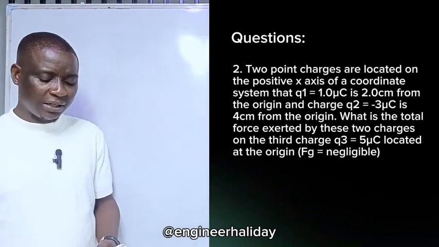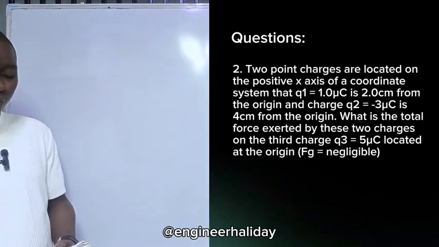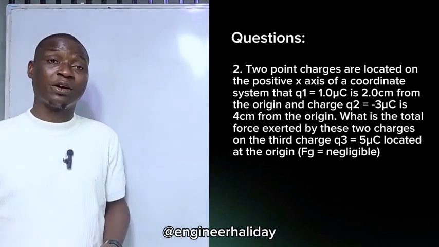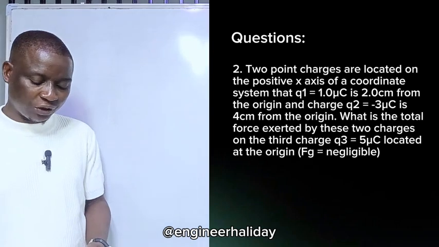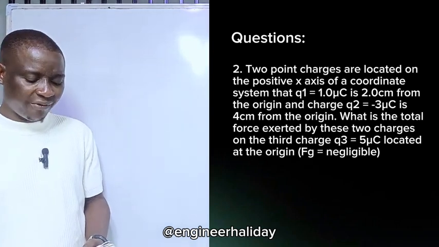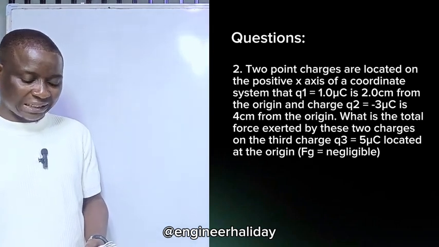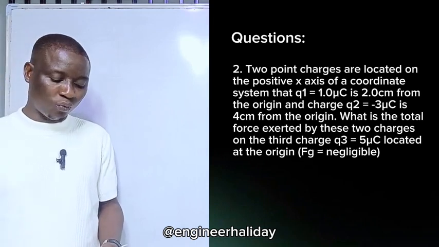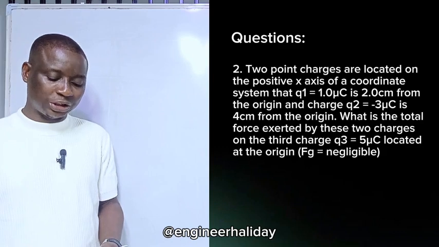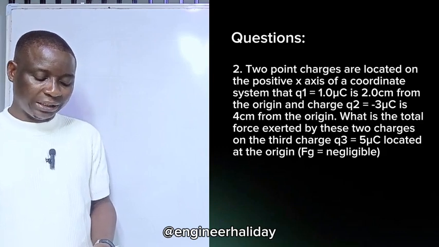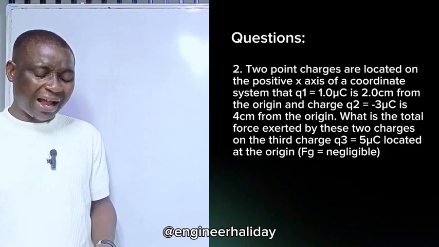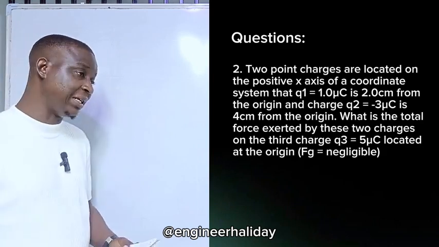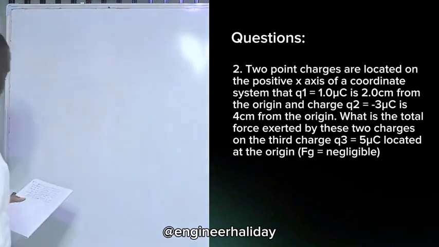Say that Q1 equal to 1.0 microcoulomb is 2 centimeters from the origin, and Q2 is equal to minus 3 microcoulomb is 4 centimeters from the origin. What is the total electric force exerted by these two charges on the third charge Q3, which is equal to 5 microcoulombs located at the origin? Let's take it one after the other from the statement, line by line.